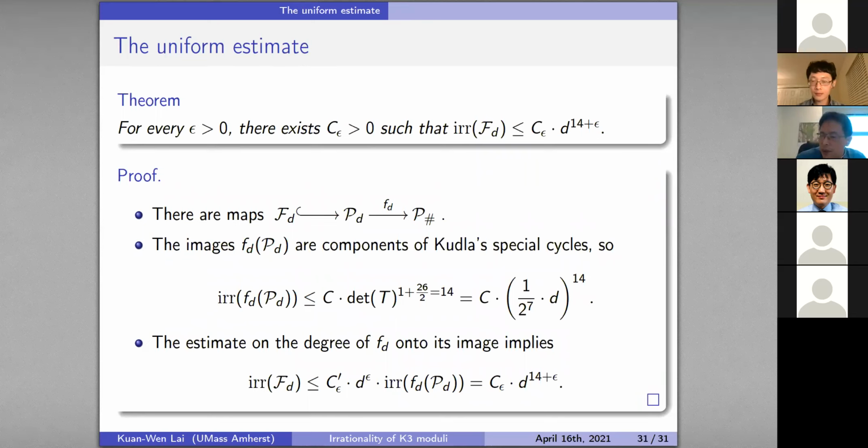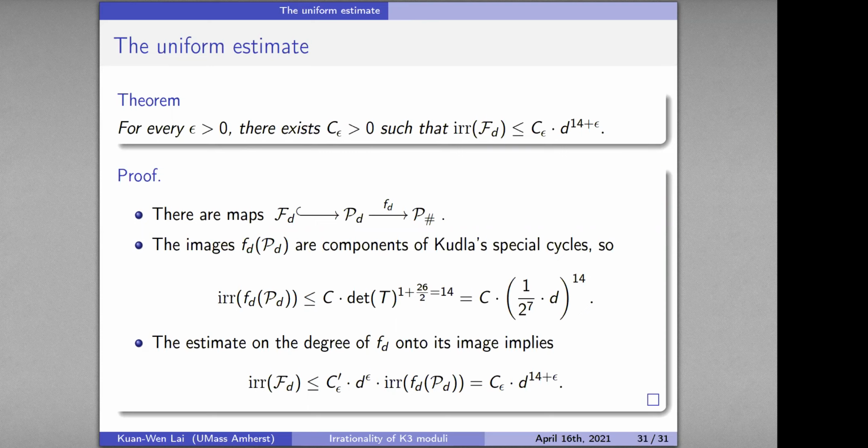And do you know examples of very small irrationalities? For example, like double cover of projective space. Sorry, can you say again your question? Yeah, so do you have any specific examples of a moduli space with very small irrationalities? We don't really know, actually.